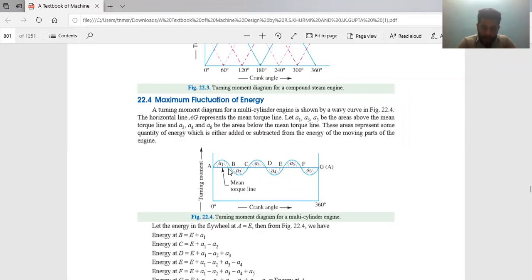Energy at B will be what? I am getting a positive loop, so it will be E plus A1, because the area under this curve is nothing but work done, and the area under this curve is nothing but energy also. Similarly, if I want to calculate the energy at point C, it will be E plus A1 minus A2, because that is negative. Assume that this is your zero line. From the zero line, this part is positive and this part is negative. So it will be E plus A1 minus A2.